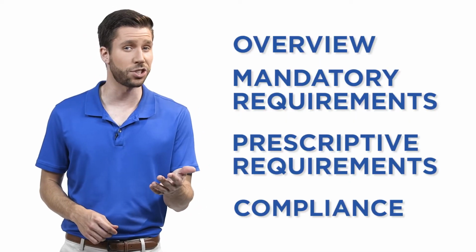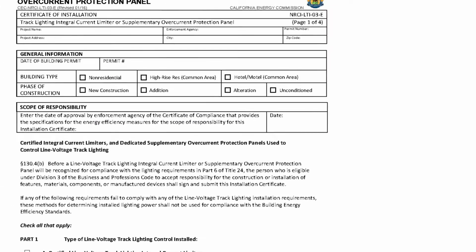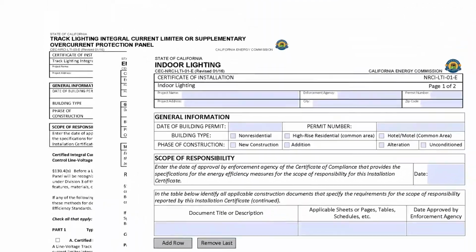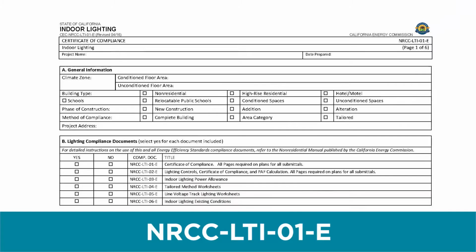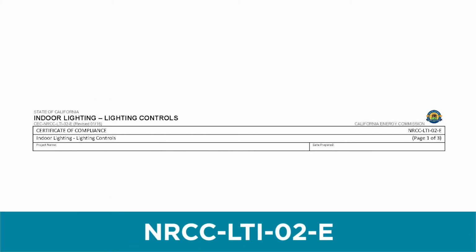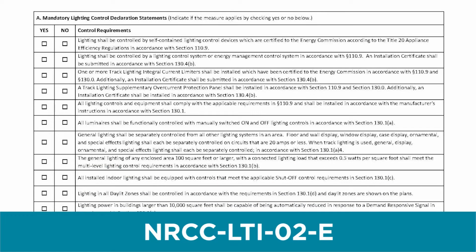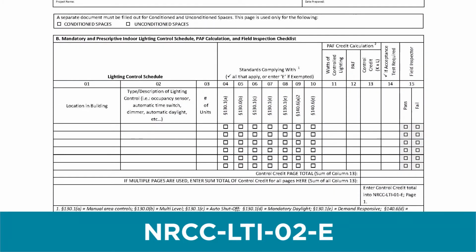Now let's discuss the documentation necessary in order to comply with those energy standards. All types of shutoff controls must be documented on certificates of compliance, installation, and acceptance when used to comply with the energy standards. Form NRCC-LTI-01-E is required for all buildings. This is the Certificate of Compliance for indoor lighting. NRCC-LTI-02-E is used to document lighting controls installed to comply with the standards. Shutoff controls must be noted in Table A and listed separately in Table B for both mandatory devices and occupancy sensors qualifying for a PAF.